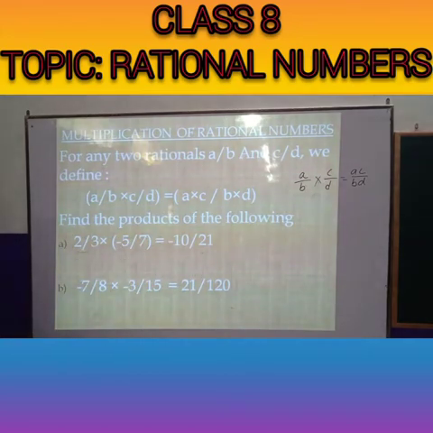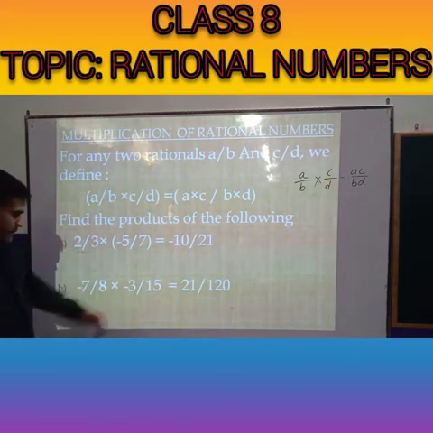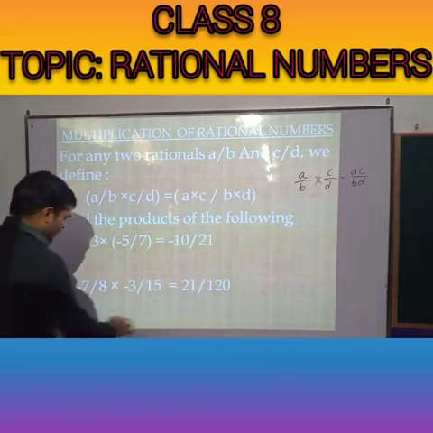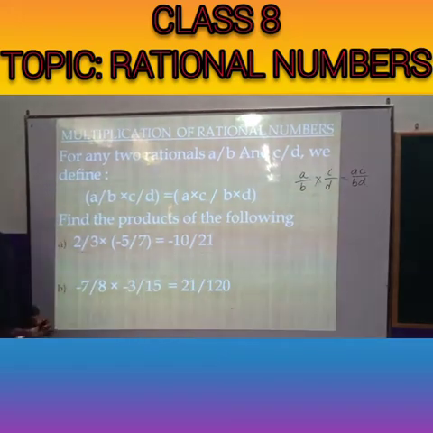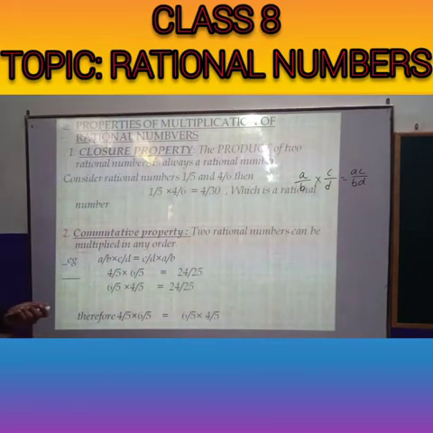Like that, in the second example, minus 7 upon 8 into minus 3 upon 15. So minus 7 multiplied with minus 3. Minus multiplied with minus becomes plus. So 7 times 3 is 21 upon 15 times 8 is 120. Like that we find the product of two rational numbers.